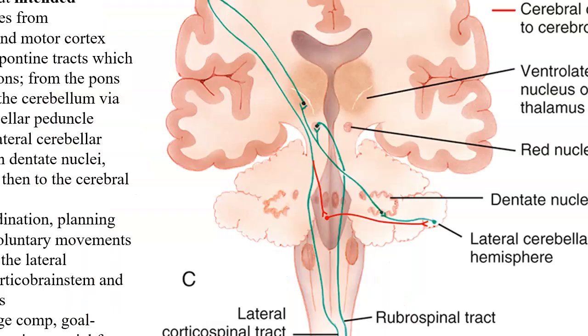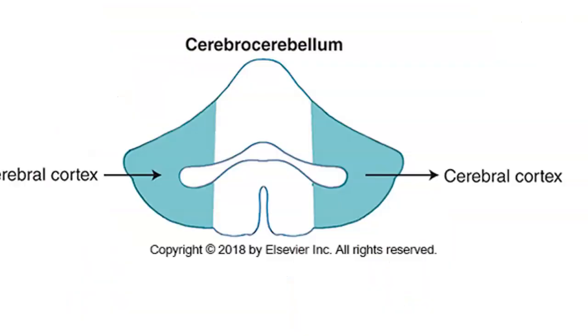I went the wrong way. Sorry. So again, this just shows a graphic of the information coming in from the cerebral cortex into those lateral hemispheres of the cerebellum, the cerebrocerebellum, and then the output is also going back to the cerebral cortex. So there's that loop.